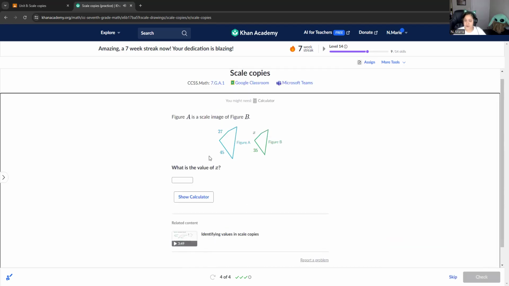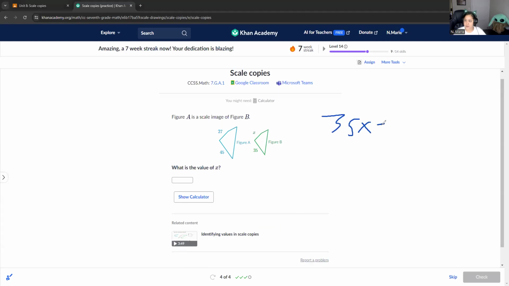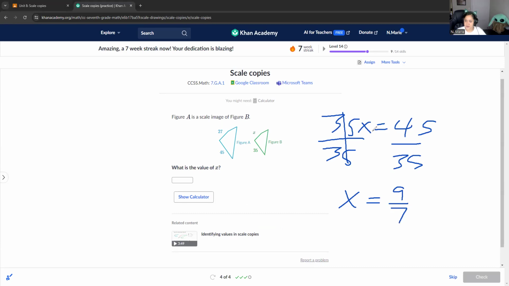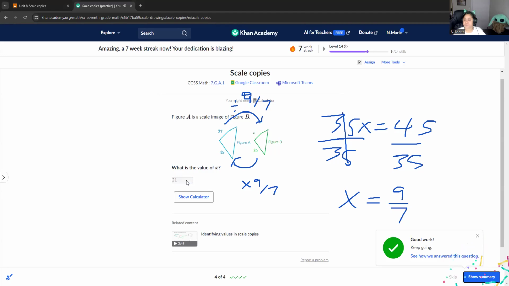All right, so how do I get from 35 to 45? Well, we find the scale factor. 35 times what equals 45? Well, divide both sides by 35. Simplify that, and you get 9/7. And so this times 9/7 is 45. Or you can go backwards if you're going this way. 27 divided by 9/7 gets us x. So you can go back and forth. And 27 divided by 9/7 is 21.